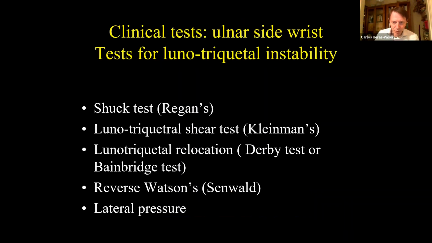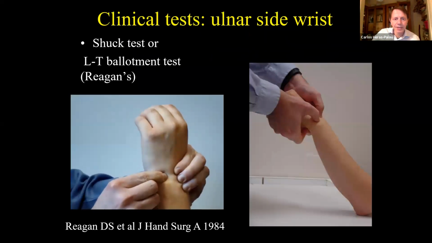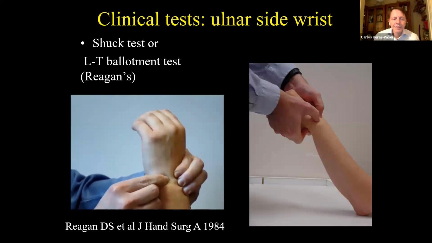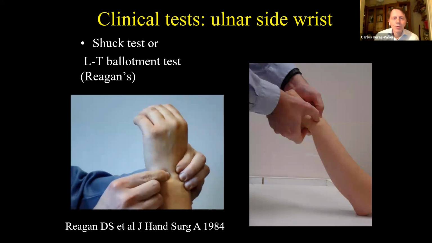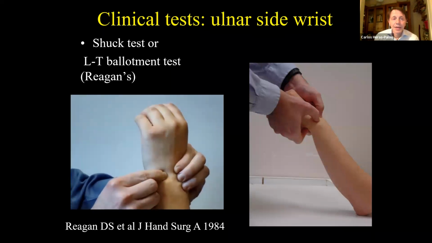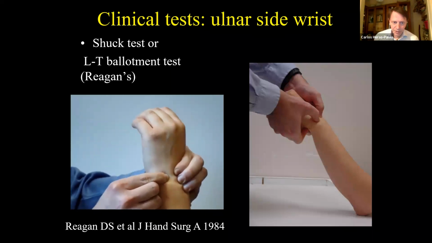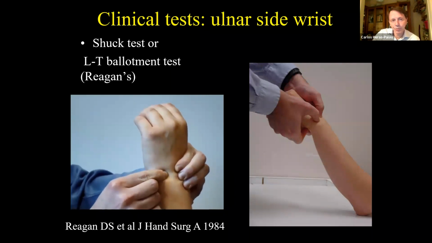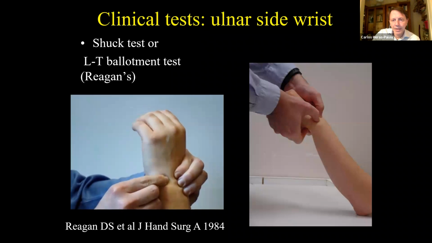So there is a long list of tests to test for this, but we'll have a look at the first three of those, I think. The shuck test is when you grab with one hand the triquetrum and the pisiform, and with the other hand you grab the lunate, and you ballot them or shuck them. And this was described by Reagan. Sometimes it's referred to as Reagan's test.